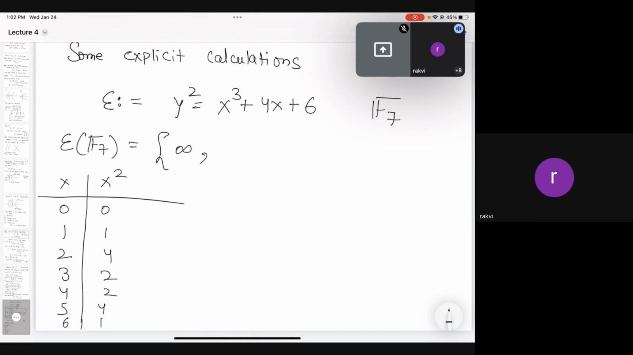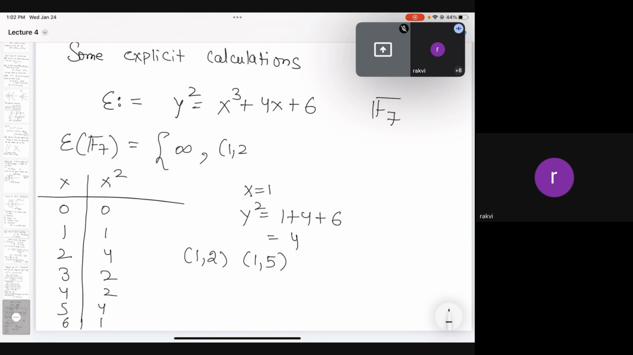So now let me just try to find all the points. If I plug in x equal to 1, I will get y squared equal to 1 plus 4 plus 6, which is basically 11, but 11 is 4 in F7. So y squared is equal to 4. That gives me two possibilities for y. Looking at this table, I get 2 and 5, right? So I have 2 points, 1 comma 2 and 1 comma 5.